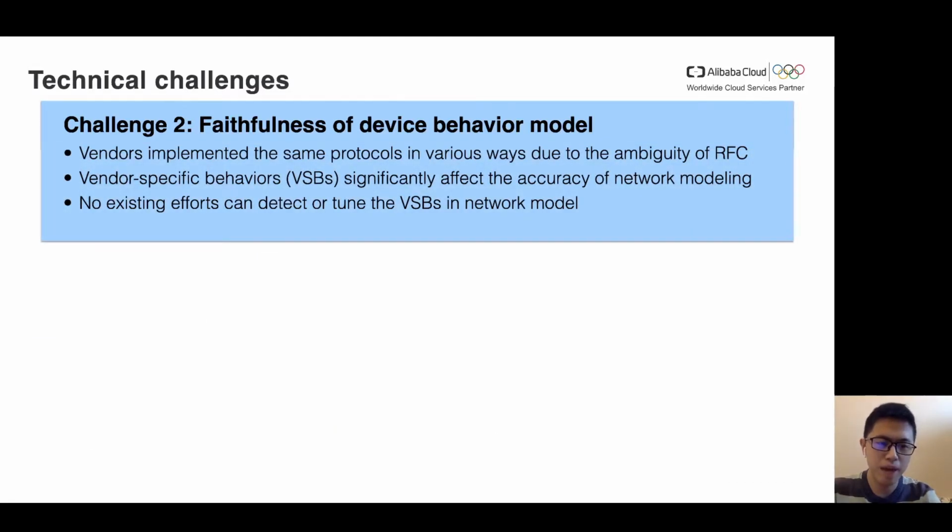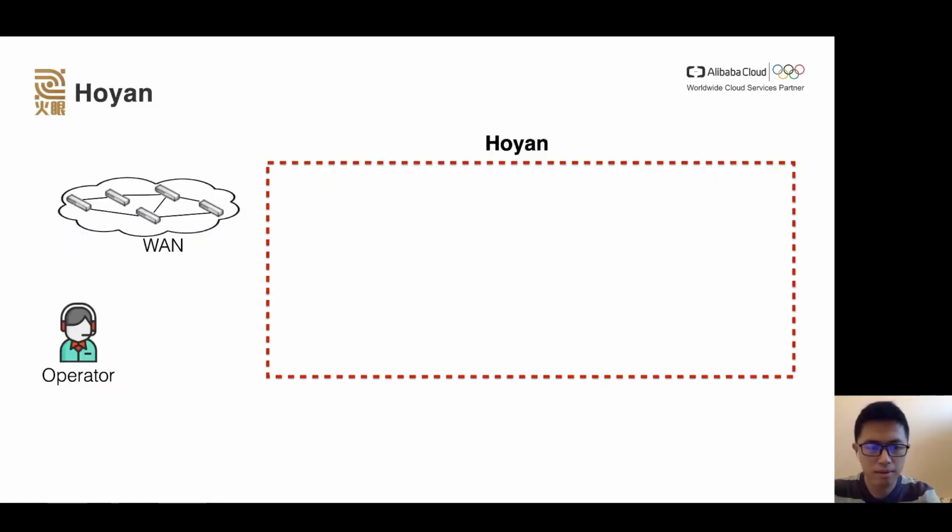So, vendor-specific behaviors can significantly affect the accuracy of our network model, thus making our verification results inaccurate. These vendor-specific behaviors exist because of the ambiguity of RFCs, and no existing verification system can detect them. 火眼 is built to offer configuration verification to our WAN and addresses the above two challenges.